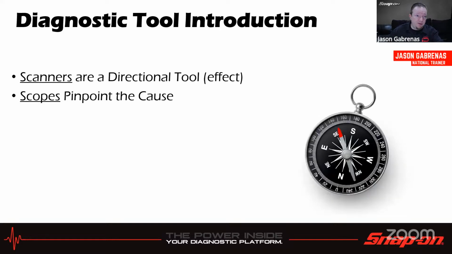So we do have two different types of diagnostic tools, as we know. We've got scanners and we've got scopes. And when I think of a scanner, I like to think of it as a really nice compass. It's going to point you in the right direction, show you where you need to look, where you need to go. But it's only showing you half of what's going on under the hood. It's showing you the effect, right, after it already happened. Now, a scope is going to pinpoint the cause of that problem. So we're talking about inputs and outputs, basically, right?